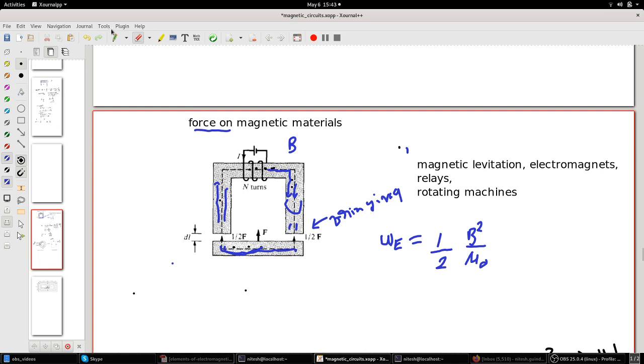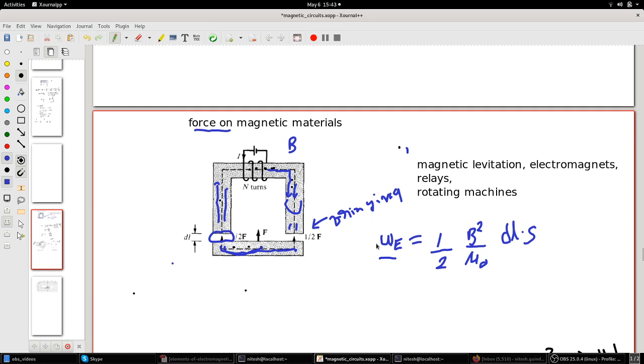The energy of this particular air gap is the volume of the air gap, dl into the area, so I can write this as dl into the cross-sectional area of the core, dl into S. That is the total energy stored in the air gap. The work that will have to be done will be the same as this energy.